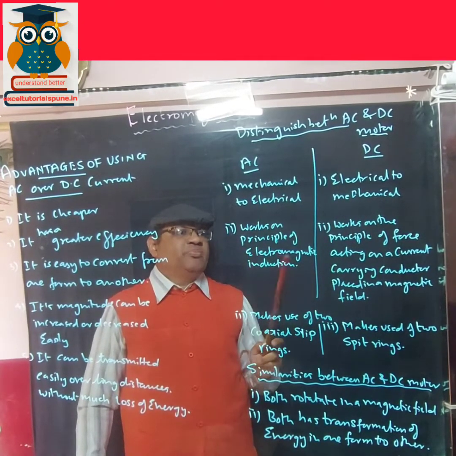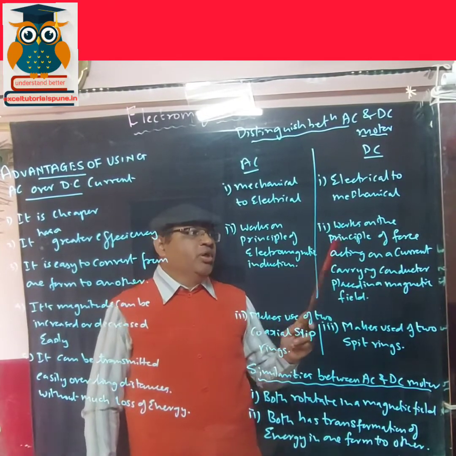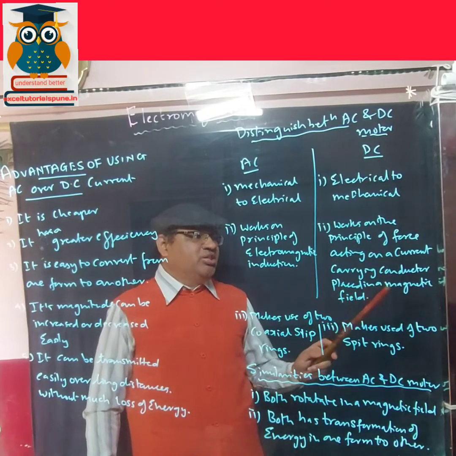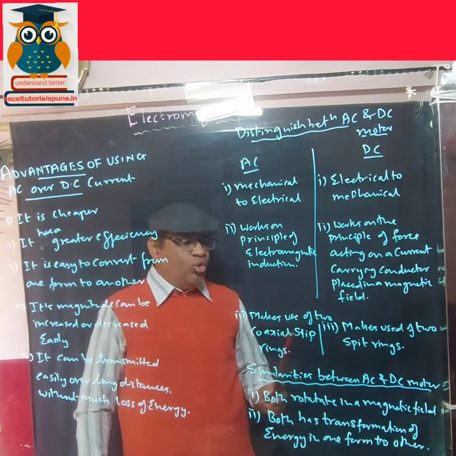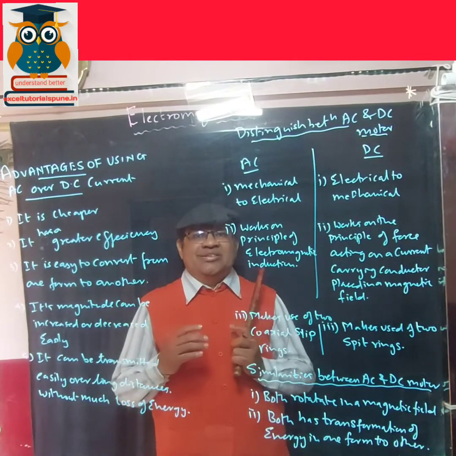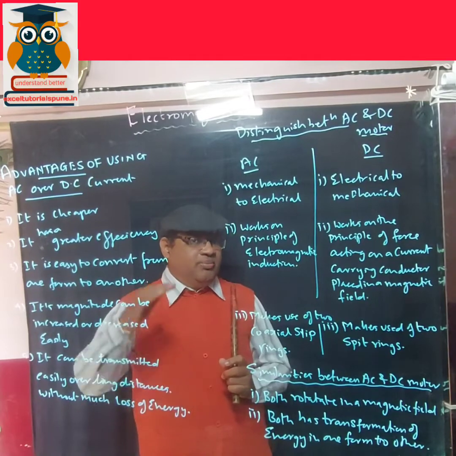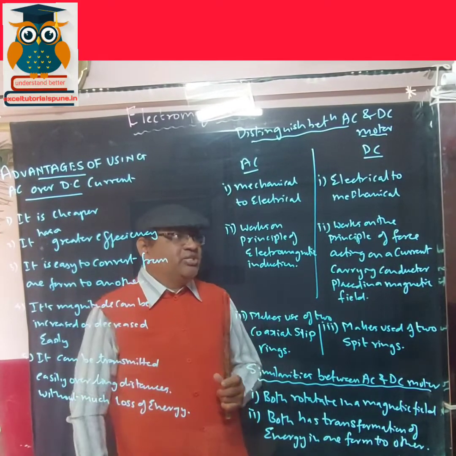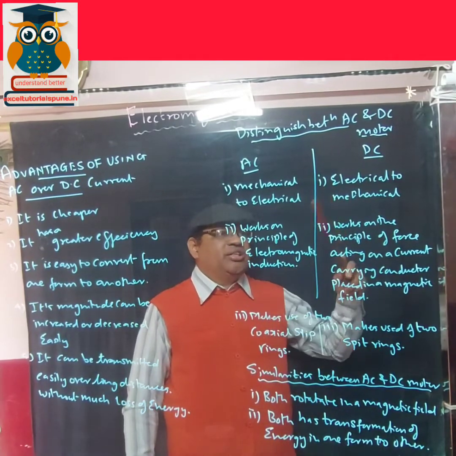AC works on the principle of electromagnetic induction. We studied about electromagnetic induction shortly. DC works on the principle of force acting on a current carrying conductor placed in a magnetic field. Now, AC makes use of two coaxial slip rings. Inside an AC generator, there are slip rings. If you see the explanation of AC generator, of course that's not coming, there are two slip rings present. And in DC motor, it makes use of two split rings. So these are the three points.